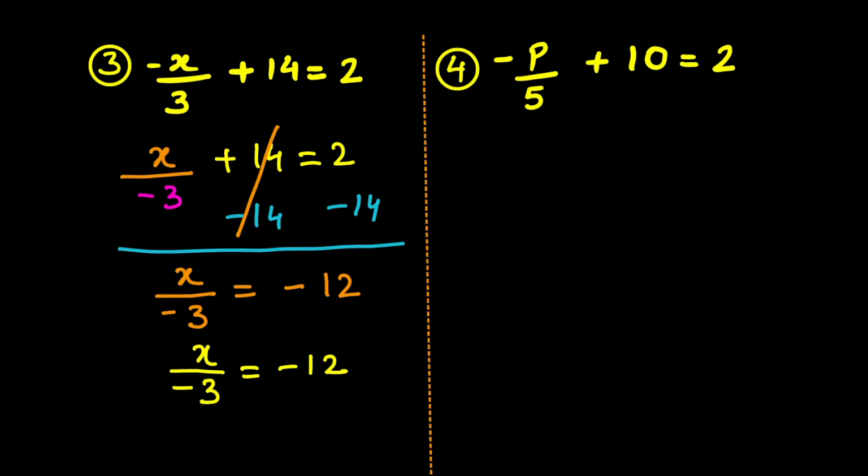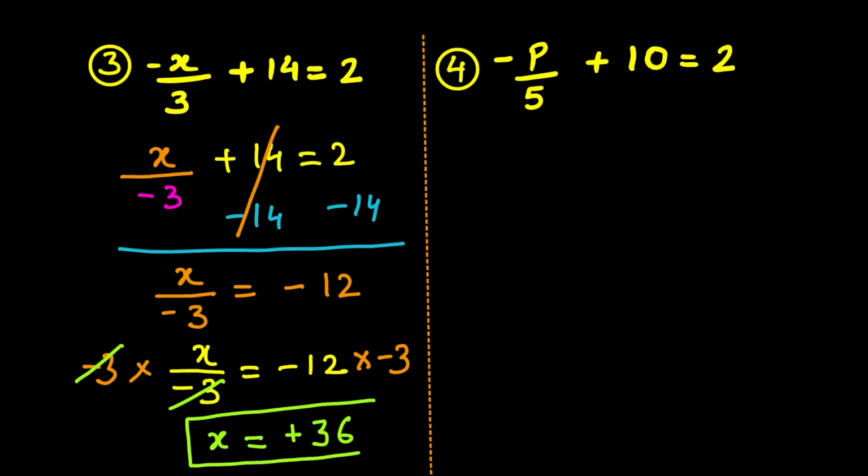So here the variable x is divided with the negative integer -3. So to isolate the variable, we do the opposite operation. So we times it by -3 on both sides. So this -3 and -3 cancel out. So we are left with x equals, so -12 times -3, so it will be positive 36. So x is equal to 36 is the answer for this.